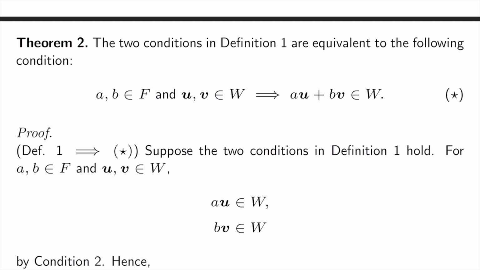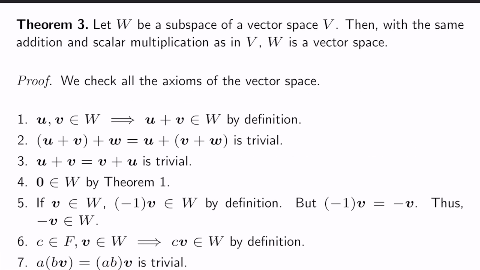So because of this theorem, if we want to prove a subset of a vector space is a subspace, then we can just check this single condition. One important aspect of a vector subspace is that it is a vector space. So let W be a subspace of a vector space V. Then with the same addition and scalar multiplication as in V, W itself is a vector space.